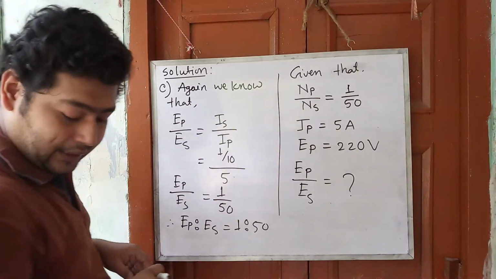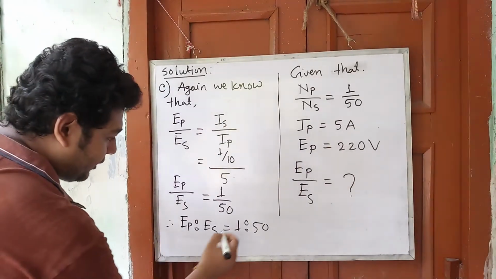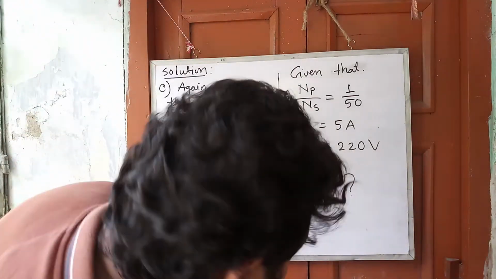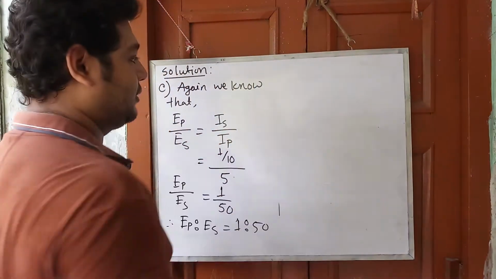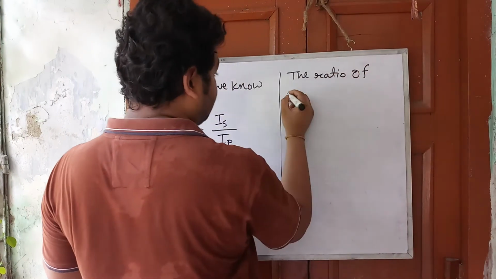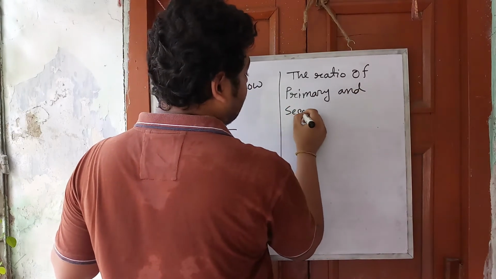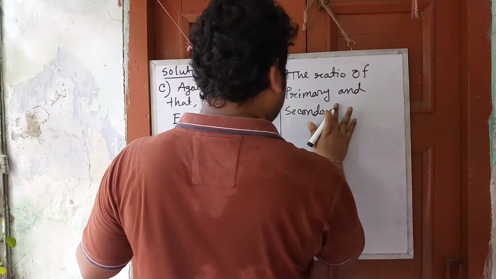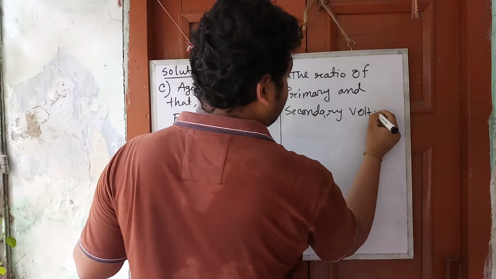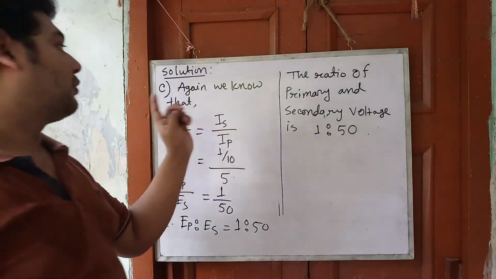We can write the ratio of primary and secondary voltage is 1 is to 50. So this is our answer for question number C.